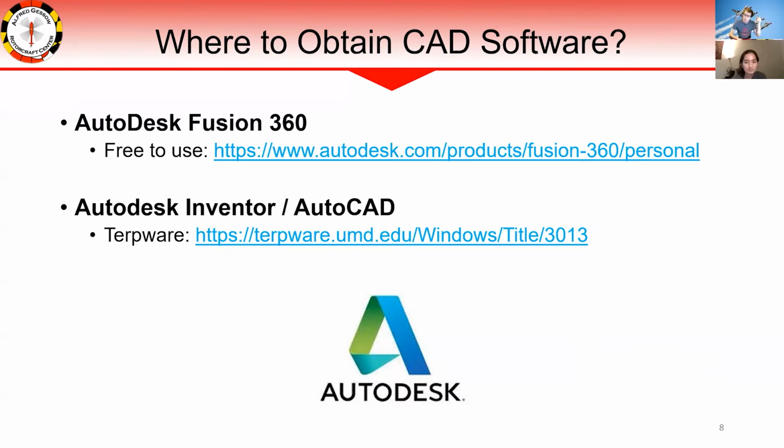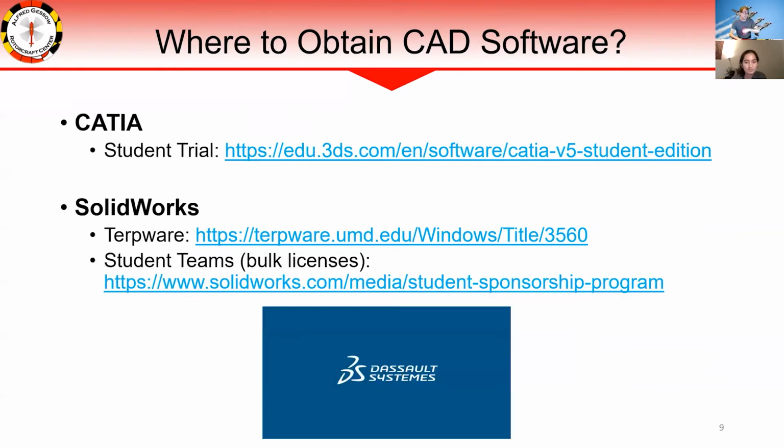I will provide these links. I will share the slides right after this presentation in the chat, so you'll have them. Another option is CATIA. It's a little different and a little more daunting. Its architecture and framework deviate a little from other CAD software, so I wouldn't recommend it as a starting point, but it's definitely a good skill because it is used in the industry. You can get a free student trial from their website.